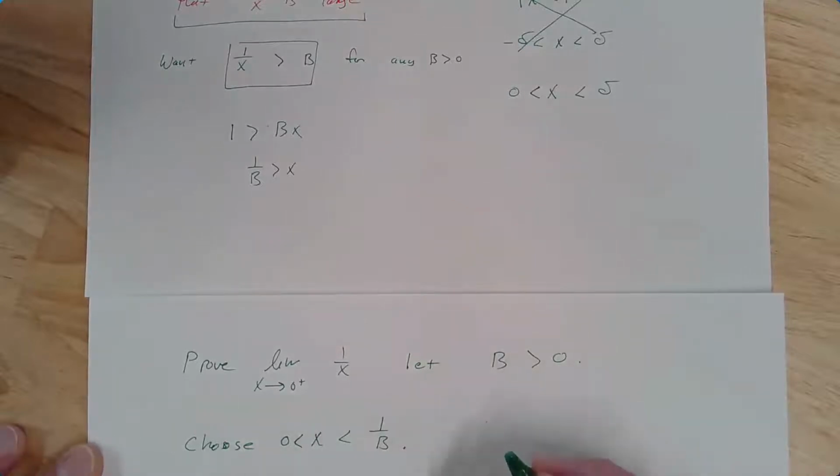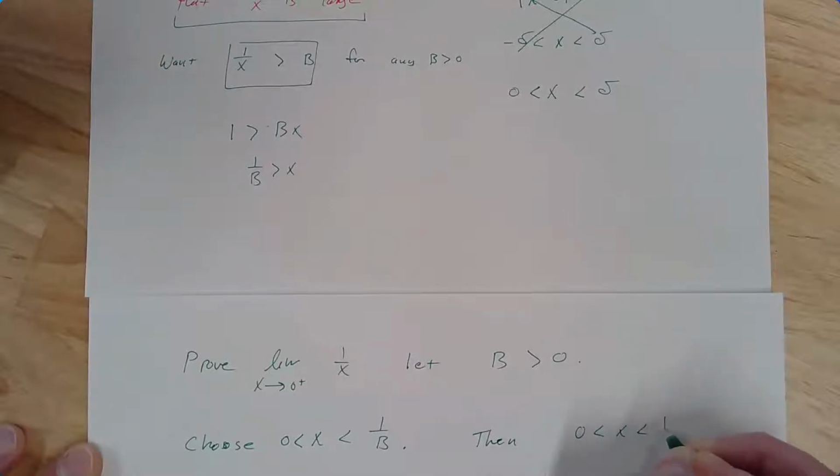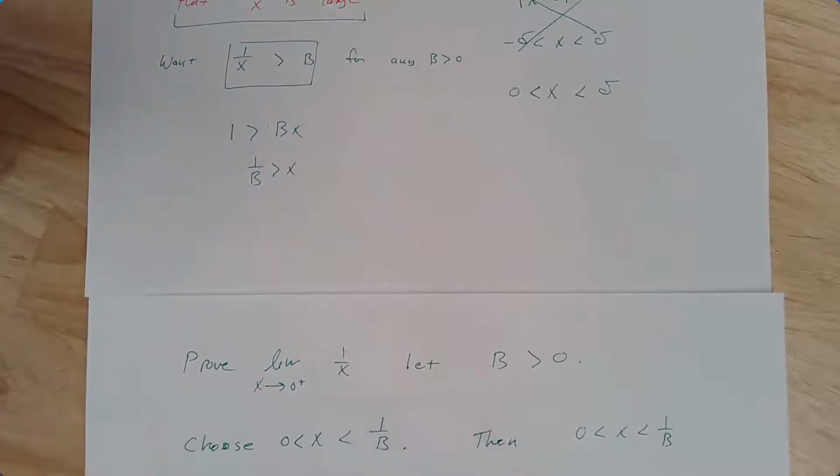Well, then if that's true, that implies exactly what we want. That implies that 1 over x is larger than b. I mean, I'm really just taking this inequality and taking the reciprocal of both sides and changing the direction.